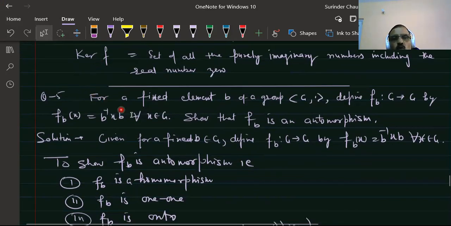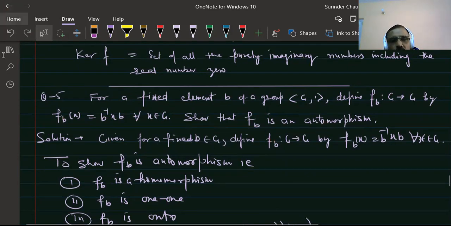Next problem: for a fixed element b of a group G under multiplication, define f_b from G to G by f_b of x is equal to b inverse x b for all x. Show that f_b is an automorphism.